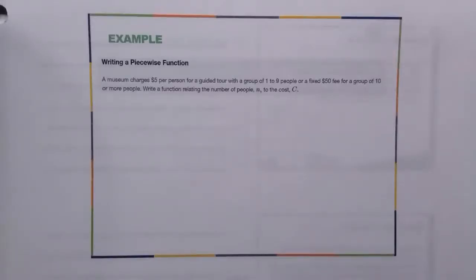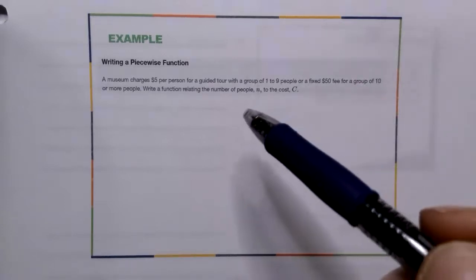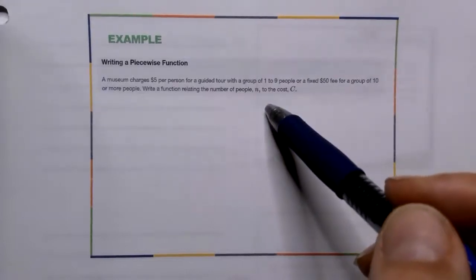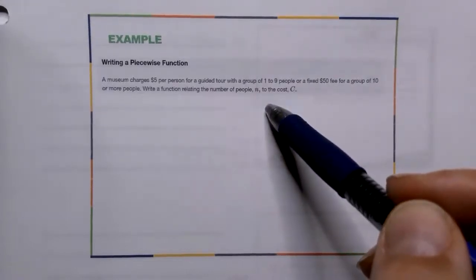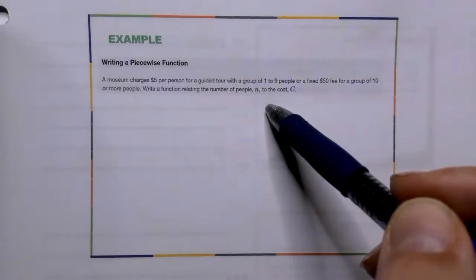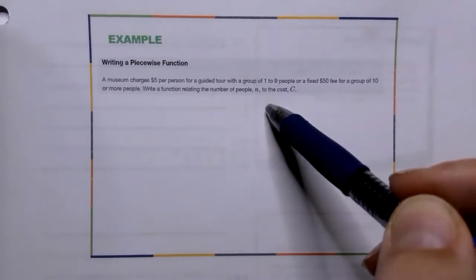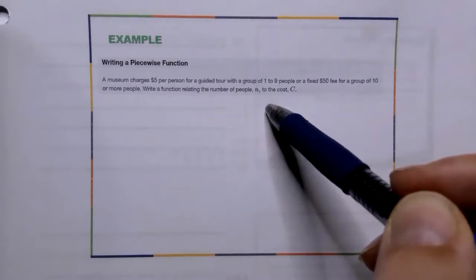And we're going to continue our topic of piecewise defined functions. And here's an example of how to write a piecewise defined function. It says a museum charges $5 per person for a guided tour with a group of 1 to 9 people, for a fixed $50 fee for a group of 10 or more people. Write a function relating the number of people N to the cost C.